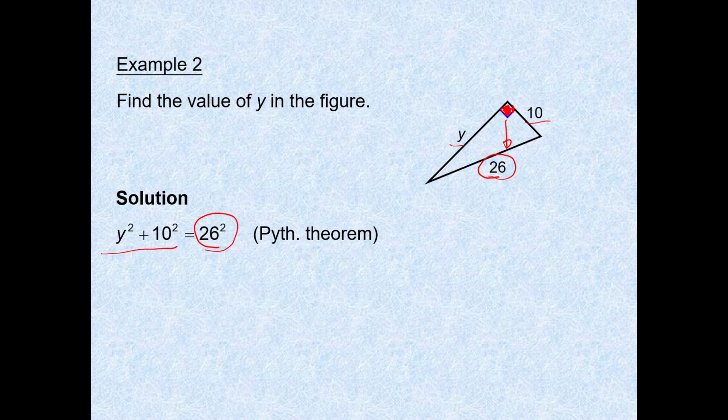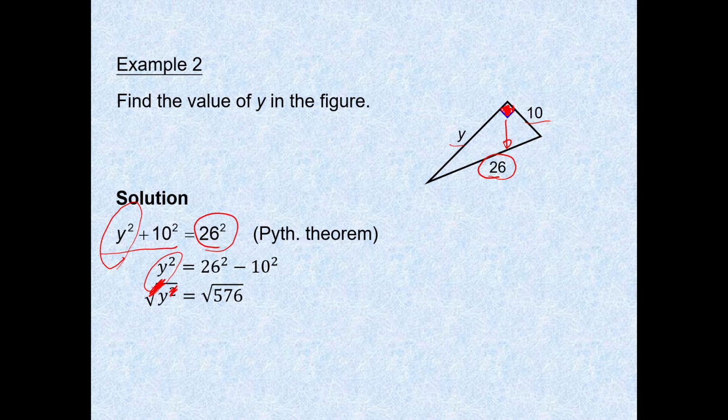Now, how can we solve for the y in this case? First of all, we need to single out the y square on the left. So we need to remove the 10 square and put it on the right hand side: 26 square minus 10 square. And then later on, we need to handle the square of the y here, so we need to create a square root, so that the square root will be cancelled out with the square.